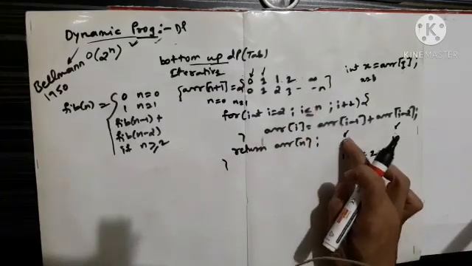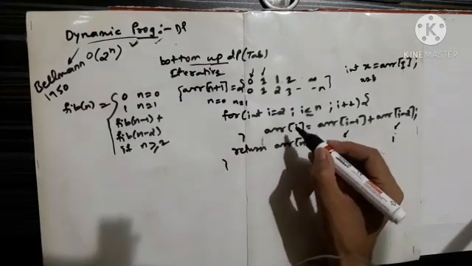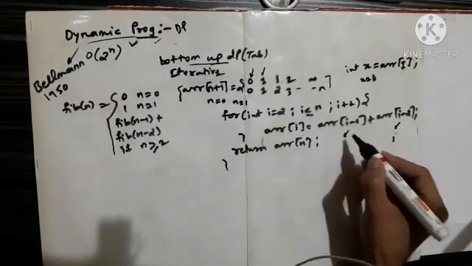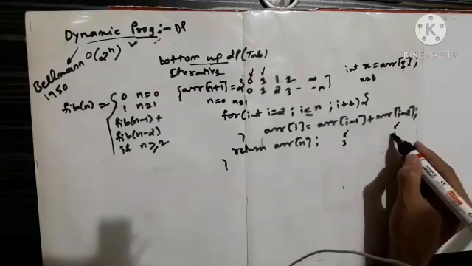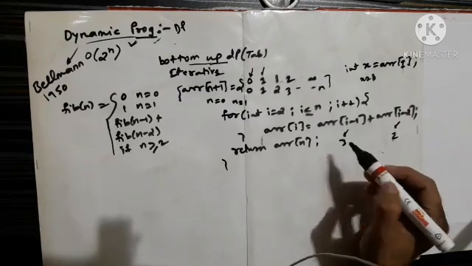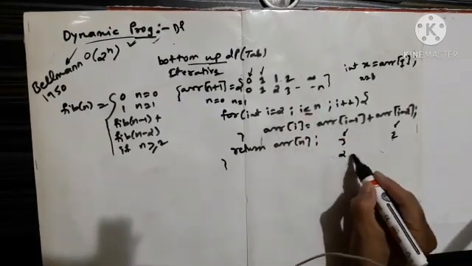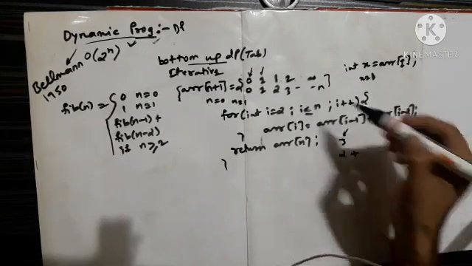Let me run it one more time. Now suppose i becomes 4, so 4 minus 1 is 3, and 4 minus 2 is 2. Now check array at 3rd index, what is the value? 2. Okay, let me write 2 plus. Now check what is the value at 2nd index of this array, that is 1.